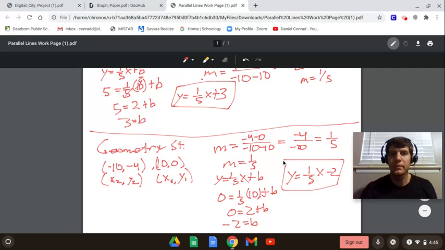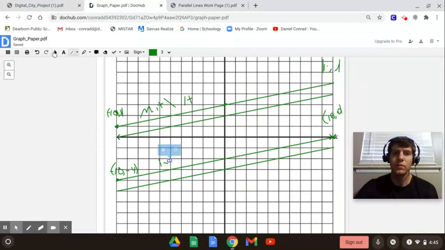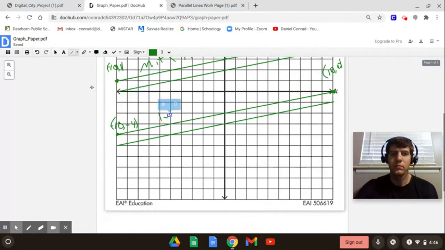Then we would do the same thing for 2 more parallel lines, 2 more parallel streets. If we did one below, let's draw it freehand. We could do another one down below, and then go up 1 over 5, up 1 over 5, up 1 over 5, up 1 over 5. Then we could connect those points.